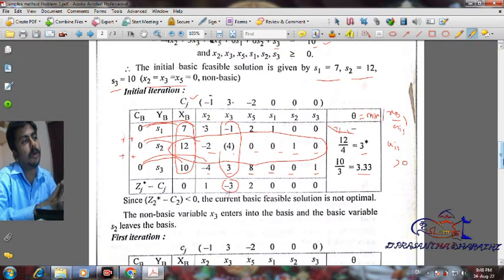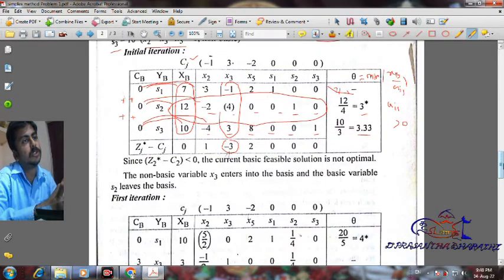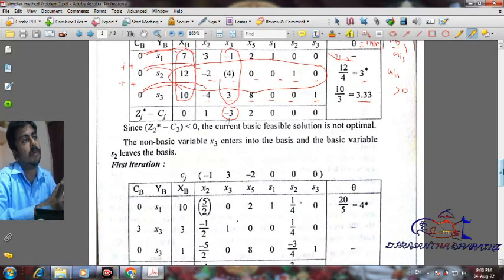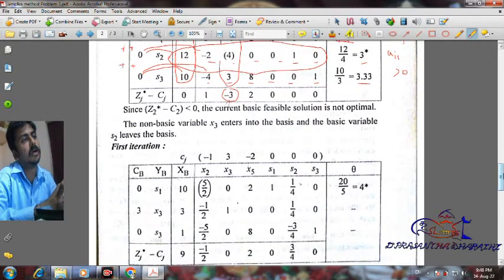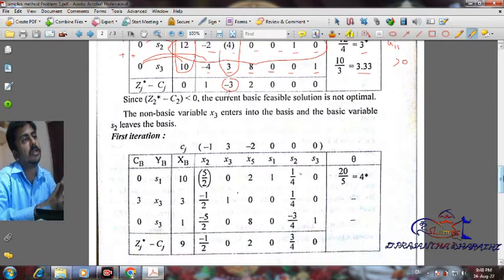So we want to divide this equation by 4. So here we are having 12, and 12 divided by 4 gives 3, and minus 2 divided by 4 gives minus 1 by 2, 4 by 4 gives 1, 0 by 4 gives 0, and 1 by 4 gives 1 by 4, and 0.